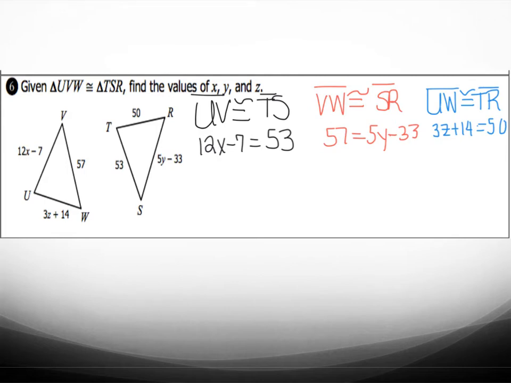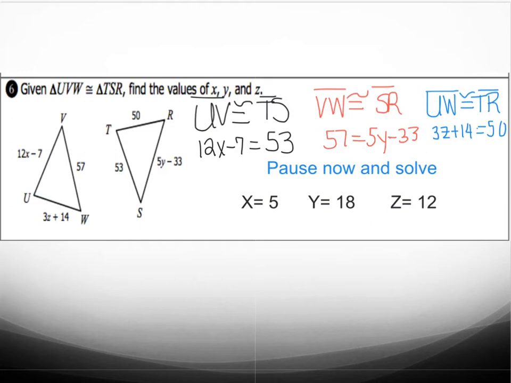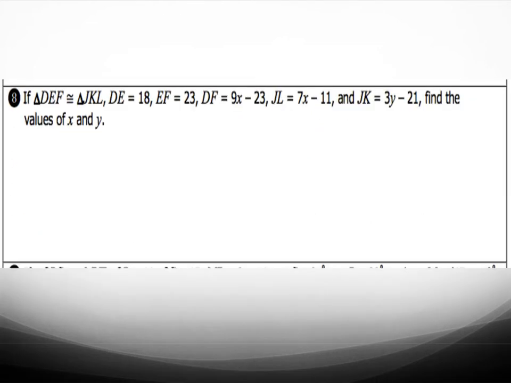So after substitution, here are my setups. 12x minus 7 equals 53. 57 is equal to 5y minus 33. And 3z plus 14 is equal to 50. Alrighty, x is 5, y is 18, and z is 12.